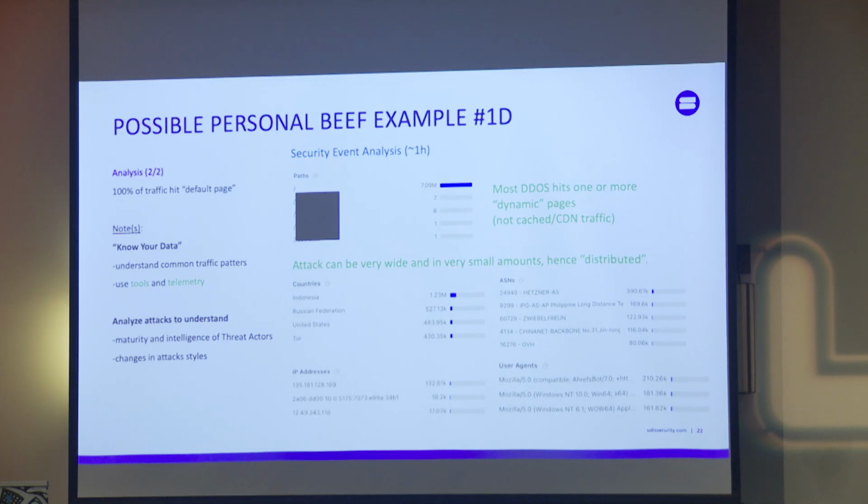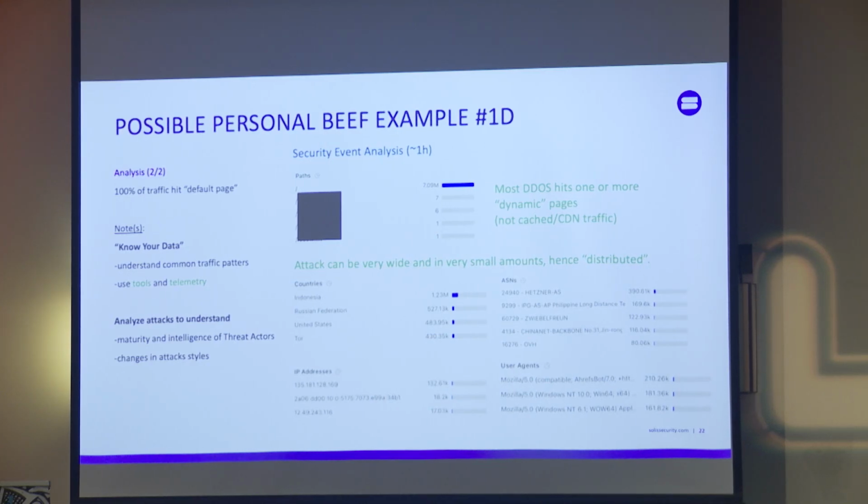The attackers can be very wide and in very small amounts. In this case, you can see here's a distribution of traffic at the 7 million. There was many more below these top 4. I just grabbed the top 4 for the slide size. But you can see there is Tor, Indonesia, Russia, US. Some companies have to do global business in Russia. Some don't. If you don't do business in Russia, block them.